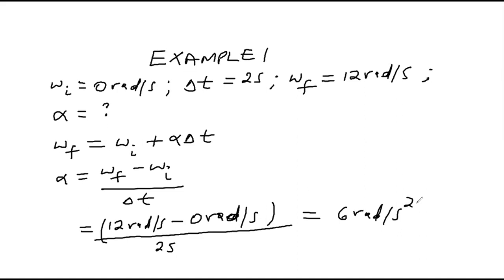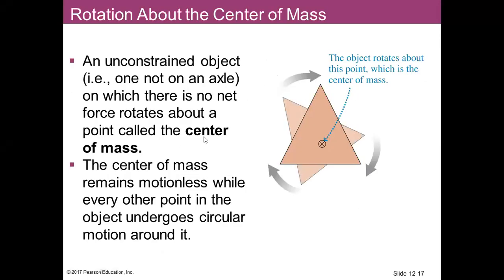Please let's go back to our notes. An unconstrained object, for example, one that is not constrained to rotate about a certain point, on which there is no net force, rotates about a point called the center of mass. The center of mass remains motionless while every other point in the object undergoes circular motion around it.